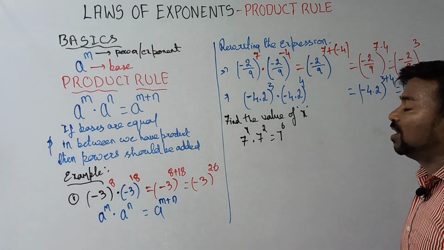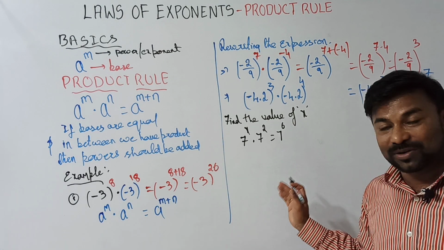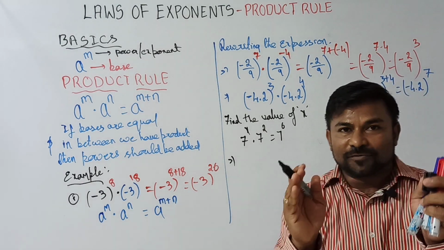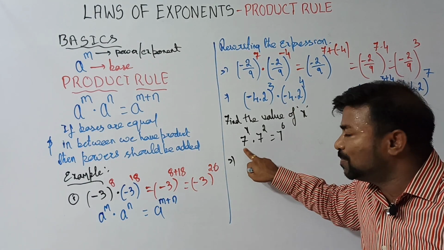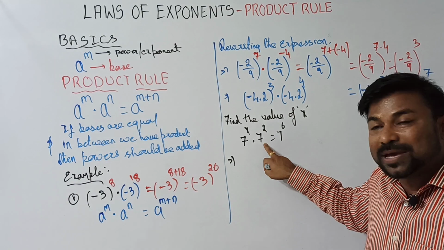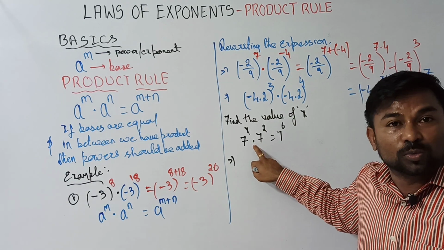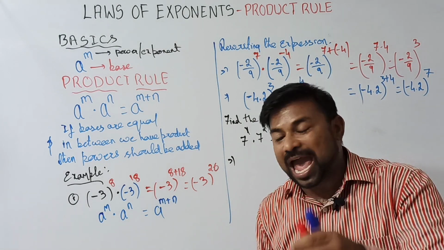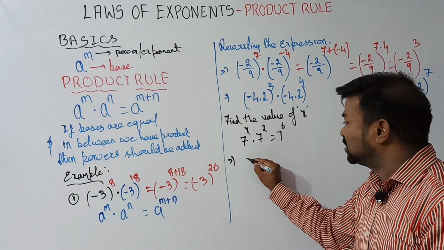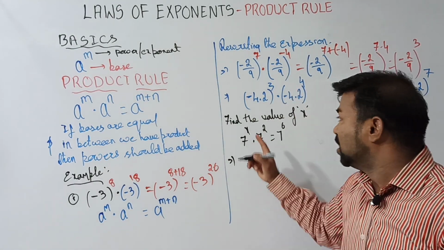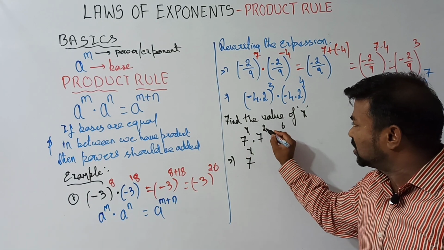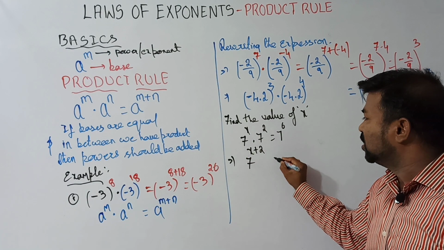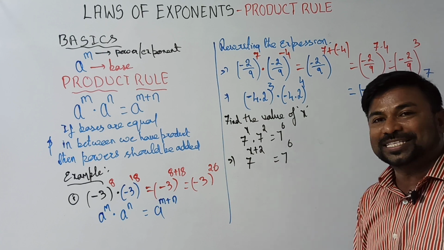So what has he given? He has given the expression for us. Now what are we doing? Everyone please focus here. What is the base here? 7. What is the base here? 7. In between, what do we have? Product. Then what should be done? Powers should be added. Now let us add it. 7 to the power, I am writing it only once. The power here is x and here the power is 2, equals 7 to the power 6.